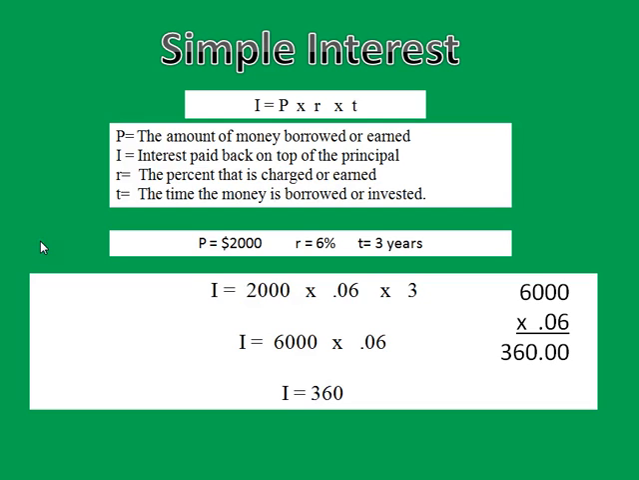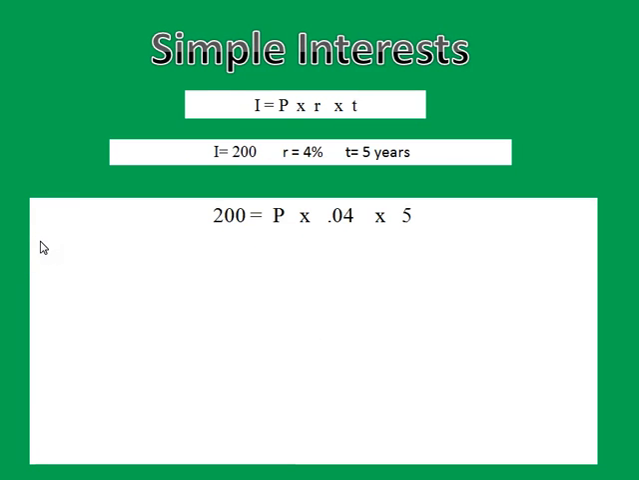Okay, now the next one, they're going to give me my interest, they're going to give me my rate, they're even going to give me the amount of time. But what I don't know is how much money I borrowed at the beginning. Okay. So what I do is I just plug in the things that I know into my formula. I know that my I is 200. I know that my R is 0.04. I know that my T is 5. Okay? So what I'm going to do first is combine these numbers. So I'm going to have to solve for P.